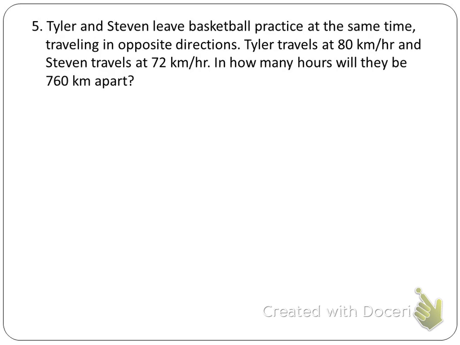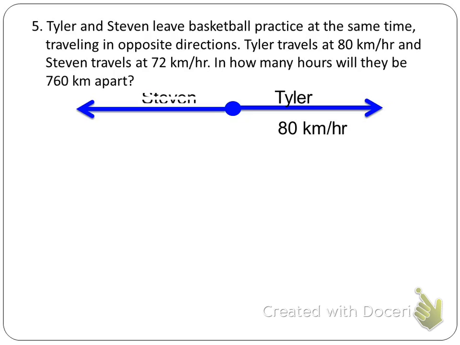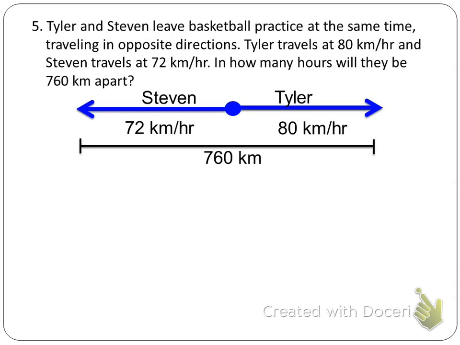All right, let's check out number 5. Tyler and Steven leave basketball practice at the same time. They're going in opposite directions. Tyler travels at 80 kilometers per hour and Steven travels at 72 kilometers per hour. How many hours will they be 760 kilometers apart? So we're going in opposite directions, right? We got Tyler going one way, 80 kilometers per hour. We got Steven going the other way, 72 kilometers per hour. We want that total distance between them to be 760.